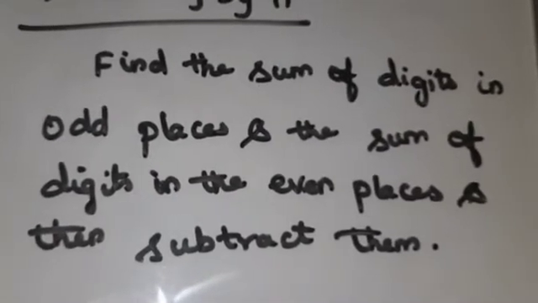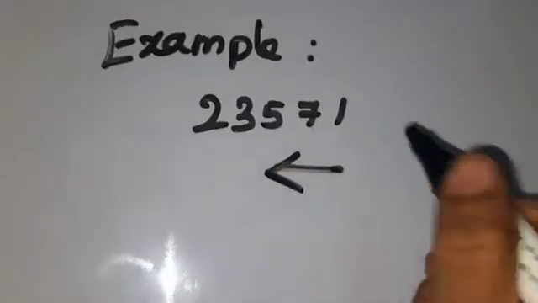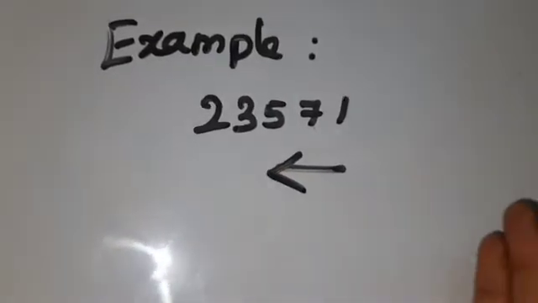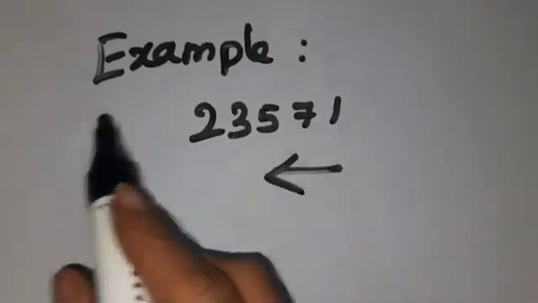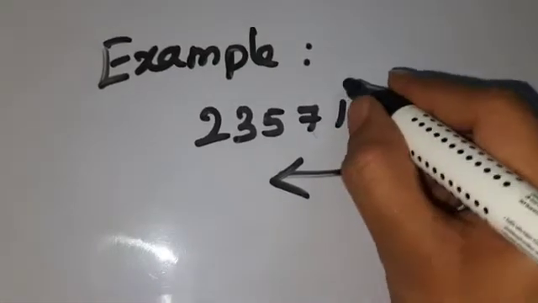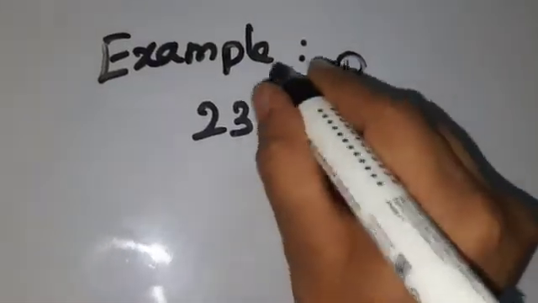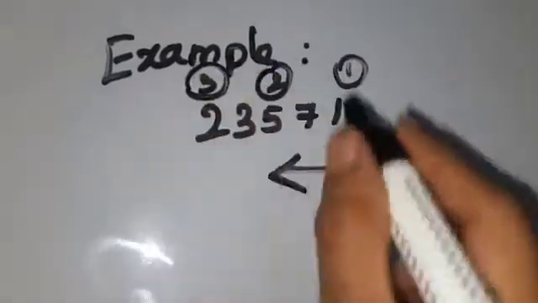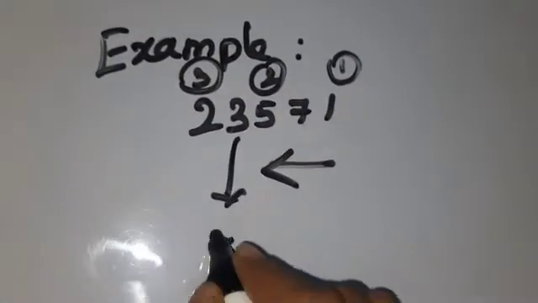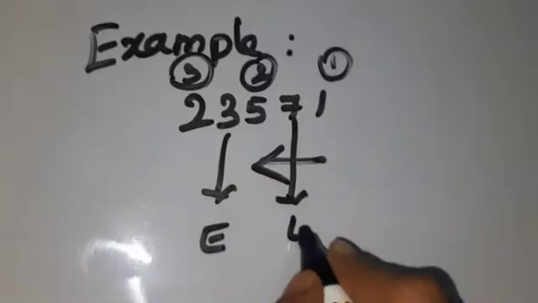Let's get to know with an example. For divisibility by 11, what we have to do is count the odd digits from the right side of the given number. So 1, 2, 3. And the leftover numbers are the even places. Now what we have to do?